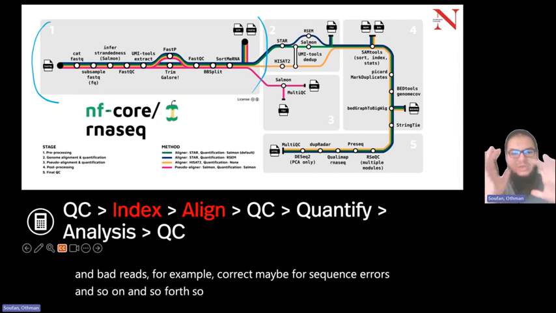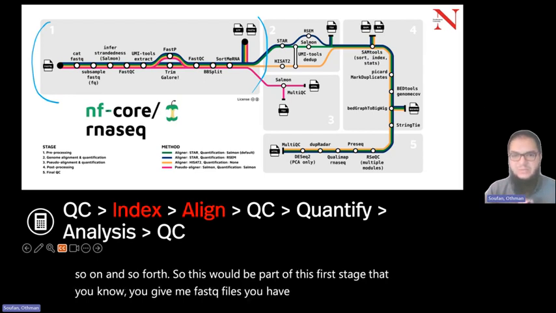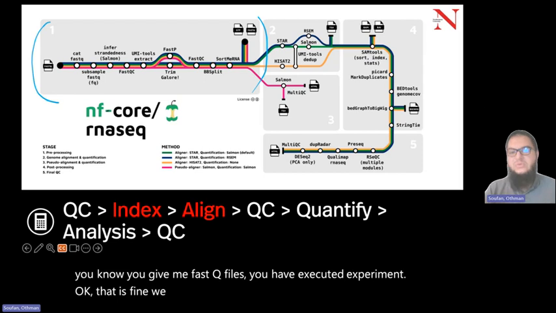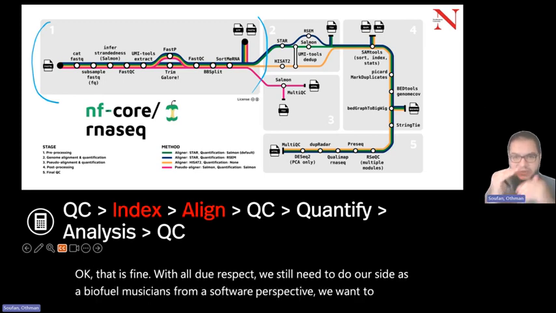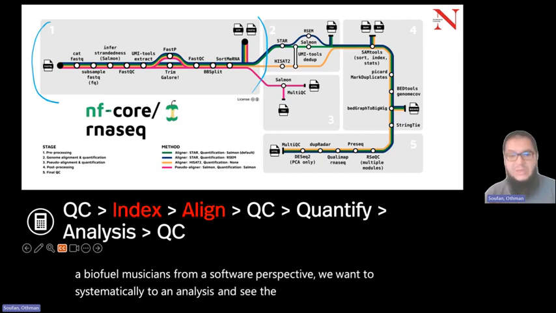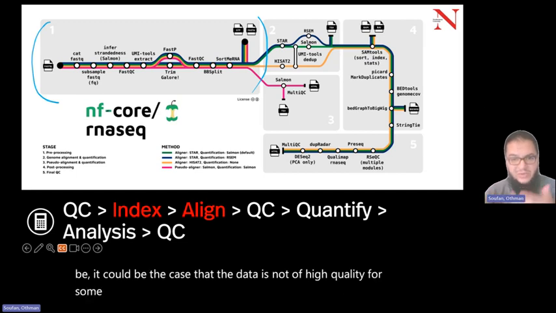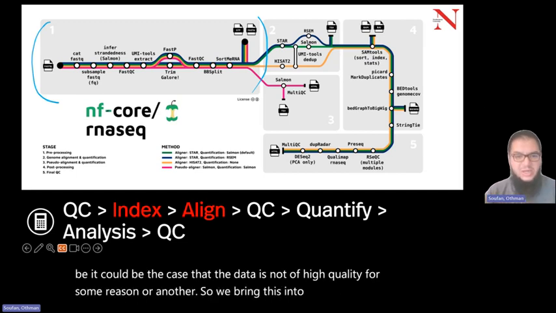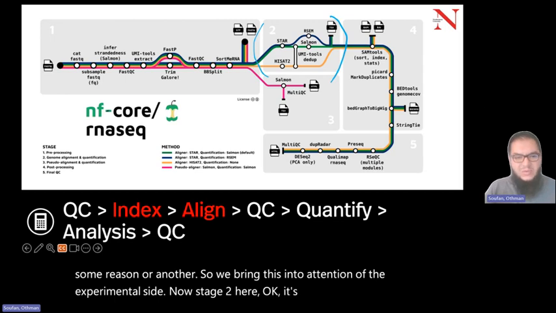So this would be part of this first stage. You give me FASTQ files, you have executed the experiment, that is fine. With all due respect, we still need to do our side as bioinformaticians from a software perspective. We want to systematically do an analysis and see the quality of data. It could be the case that the data is not of high quality for some reason or another, so we bring this to the attention of the experimental side. Now, stage 2 here is genome alignment and quantification.